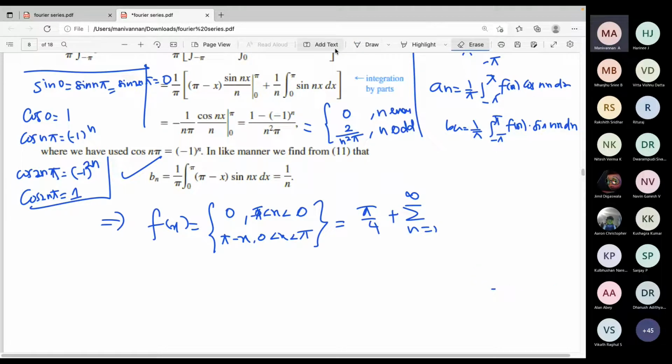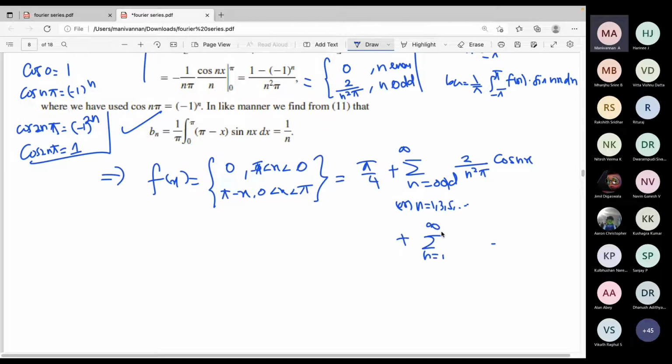Yes. Okay, now we are going to write this as n runs from 1 to infinity. This case for n is for odd cases. The odd cases are n equals 1, 3, 5, up to infinity. This can be written as my an will be 2 divided by n square pi into cos nx, plus sigma n from 1 to infinity, my bn is 1 by n sine nx.